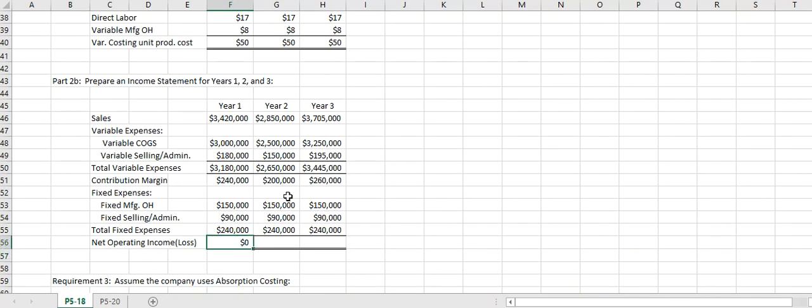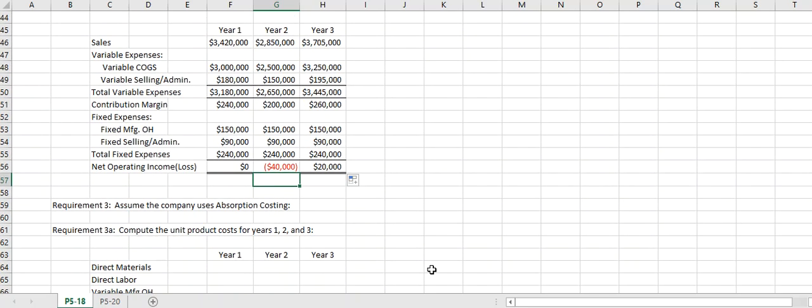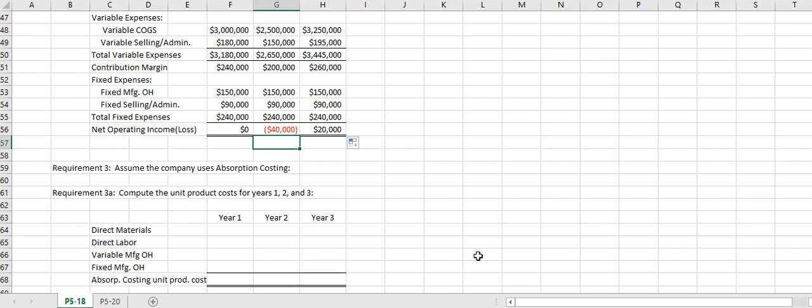Year 2, we're going to take the contribution margin less our fixed expenses. And the same thing in year 3. So in year 2, we actually lost $40,000, and finally by year 3, we're getting some momentum, and we actually made $20,000. So we're going to move on to requirement 3.